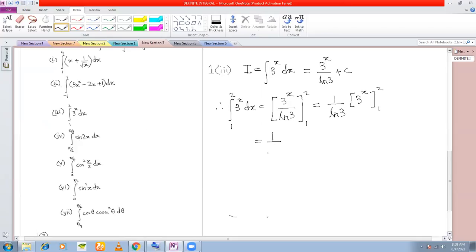So you get 1 by ln 3. And you put the upper limit first. You get 3 square. And then you put the lower limit, 3 to the power of 1. So you get 9 minus 3 by ln 3, which is equal to 6 by ln 3. And that is your answer. Okay, next, number 4.